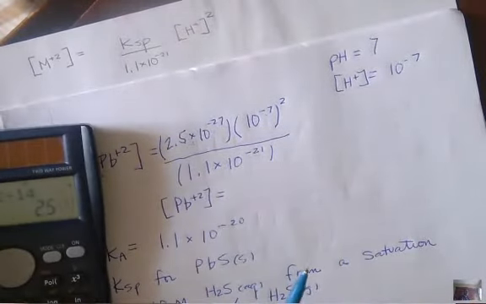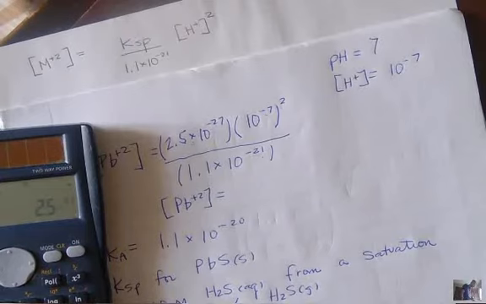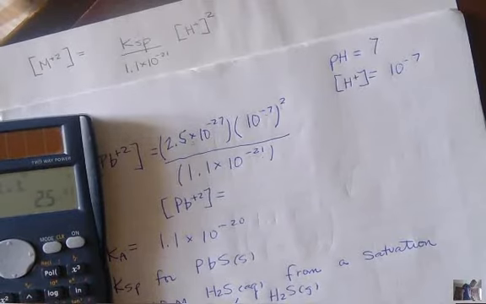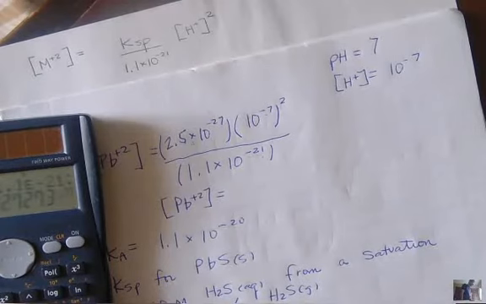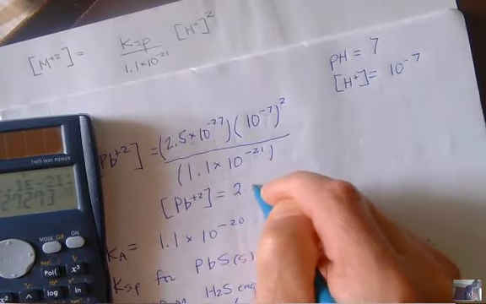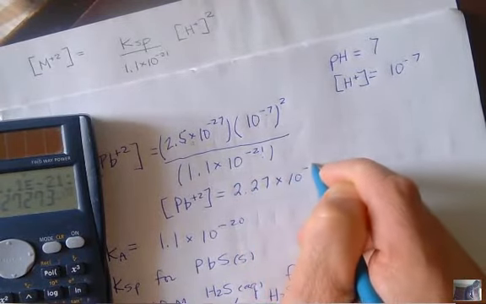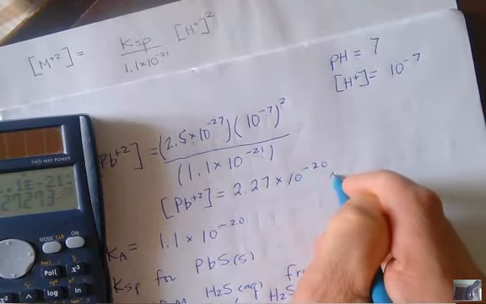Okay, now I've got to take care of the denominator. Divided by parentheses 1.1 E minus 21. That's the denominator. Boom. Okay. Well, I get 2.27 times 10 to the minus 20th moles per liter.